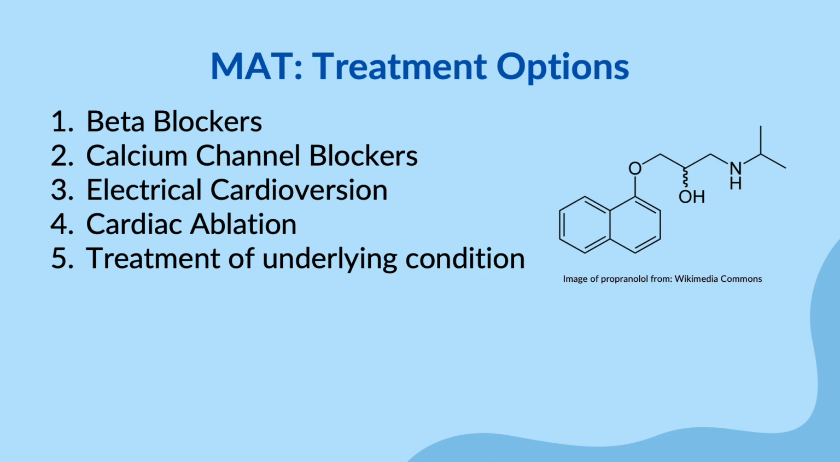Electrical therapy, such as electrical cardioversion, involves using electrical shocks to restore normal heart rhythm. In severe cases, surgical procedures such as ablation may be necessary. Ablation involves destroying small areas of heart tissue that are responsible for the arrhythmia, helping to restore normal heart rhythm.